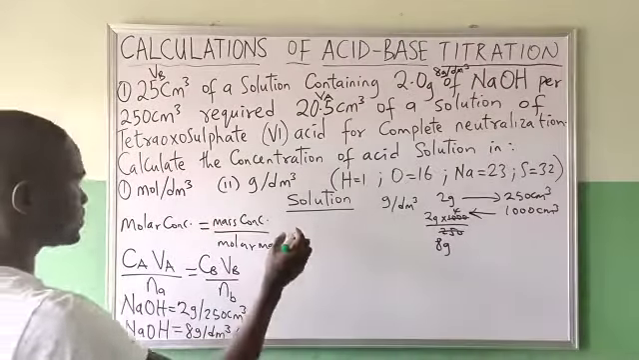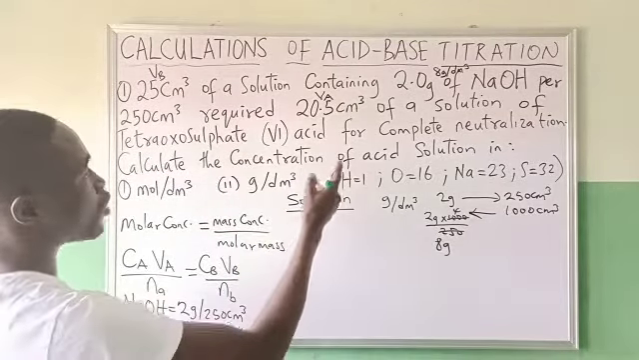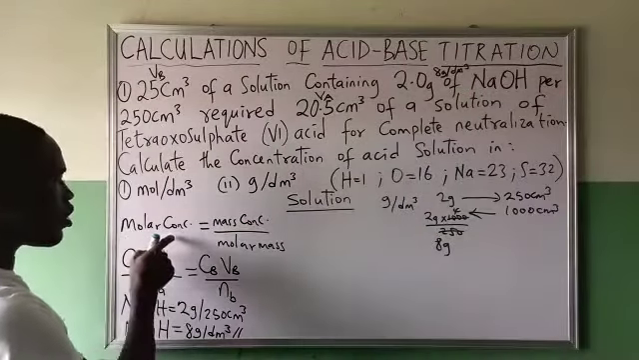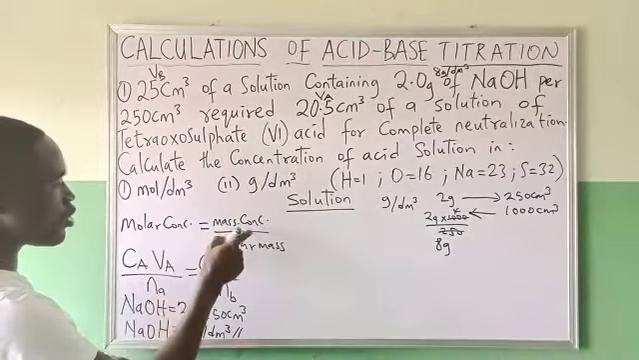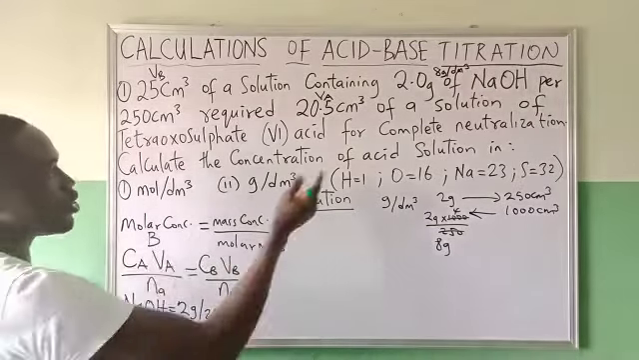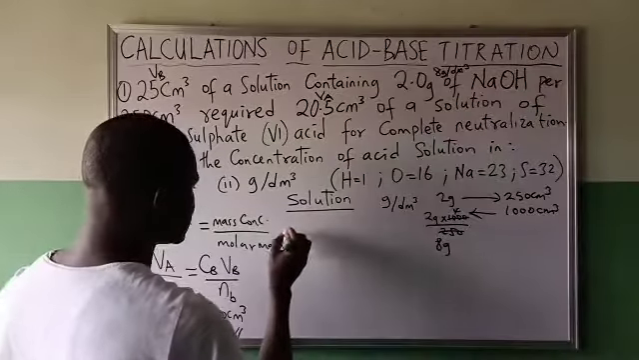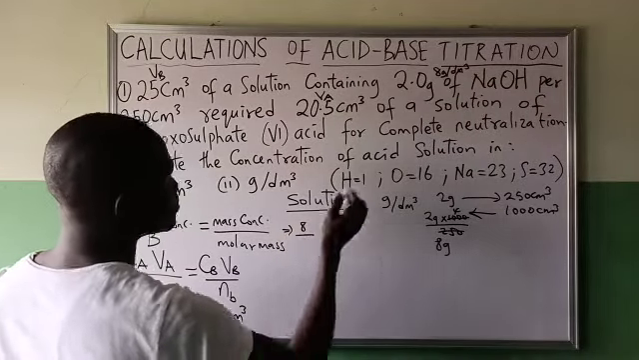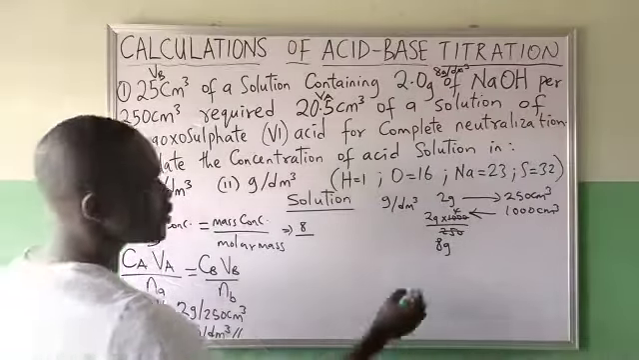Okay, see how we do it. We now say, to convert this to what? Mole per dm cube. Molar conc equal to mass conc over molar mass. So molar conc of the base, because sodium hydroxide is a base. Mass conc is what? 8. Molar mass. What is the molar mass of sodium hydroxide?